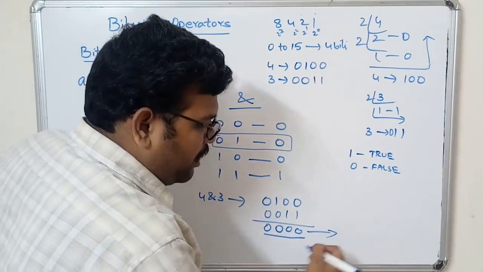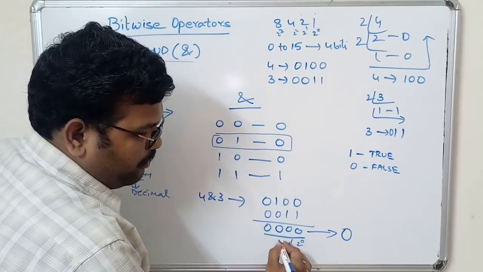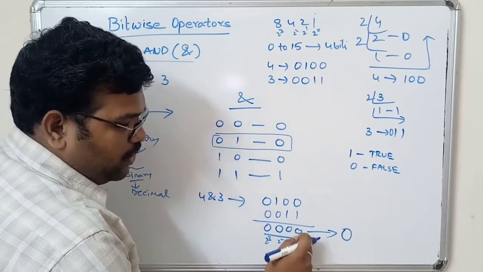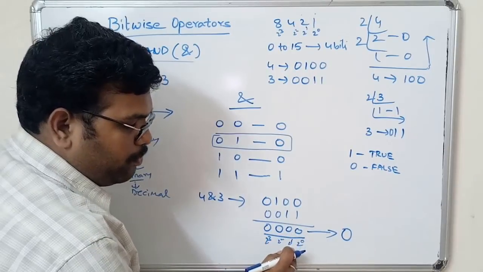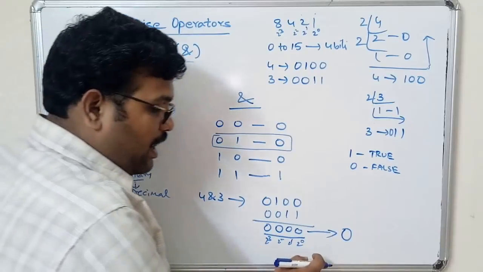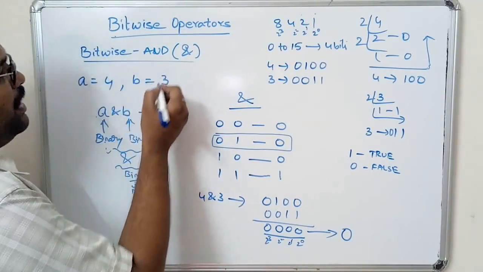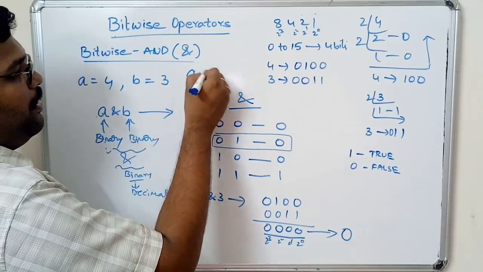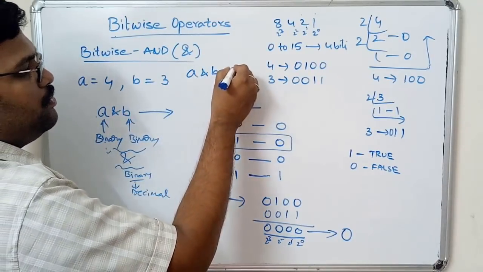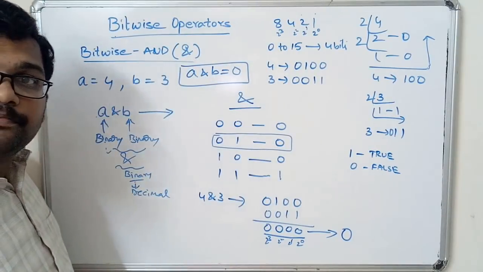So the decimal equivalent of all zeros is obviously 0. So 2 power 0, 2 power 1, 2 power 2, 2 power 3. 0 into 2 power 0 is 0, 0 into 2 power 1 is 0, 0 into 2 power 2 is 0, 0 into 2 power 3 is 0. After adding all these, we will get simply 0. So here A and B is equal to 0. The result will be 0.